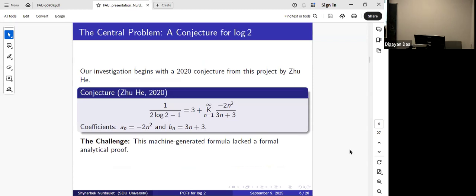So in 2020, Zhu He conjectured a polynomial continued fraction representation of 1 divided by 2 log 2 minus 1, of this form, where the numerator an takes the form of minus 2n squared, and bn is equal to 3n plus 3. So this still remained a conjecture. Our challenge was to try to prove analytically that these two limits converge to a single value.